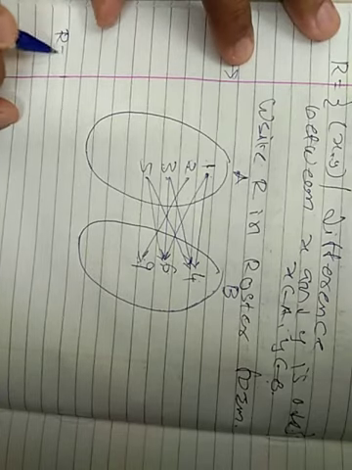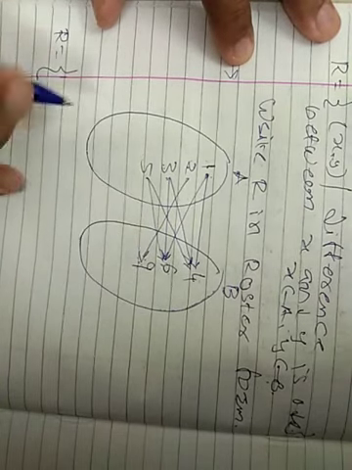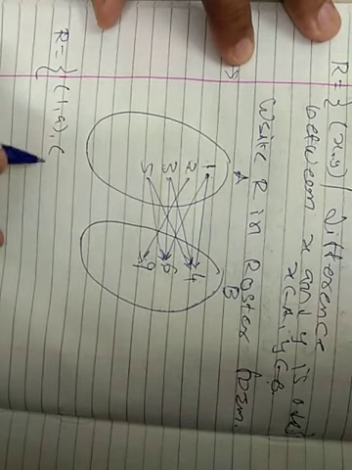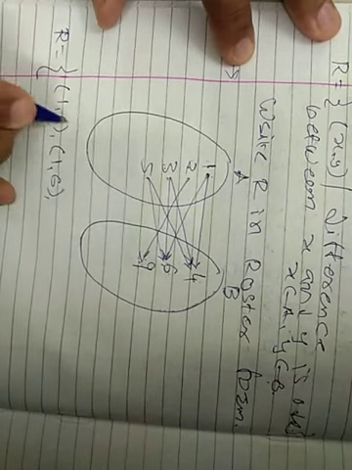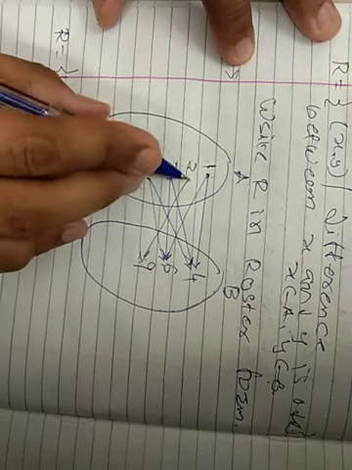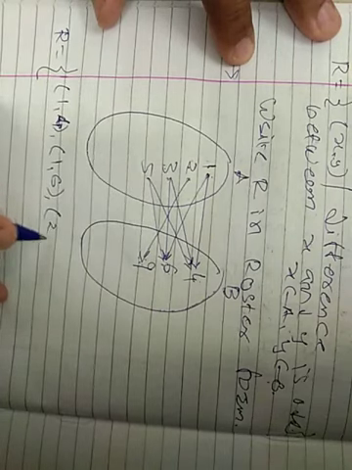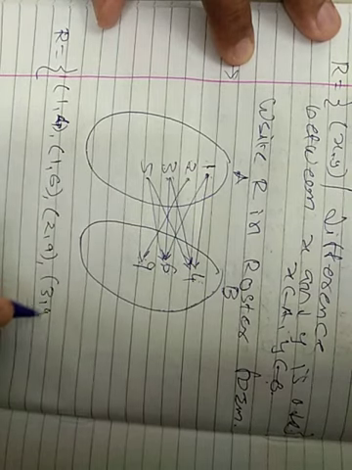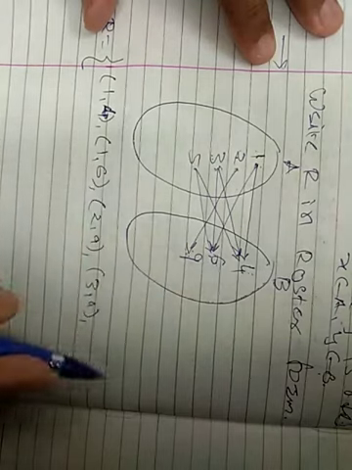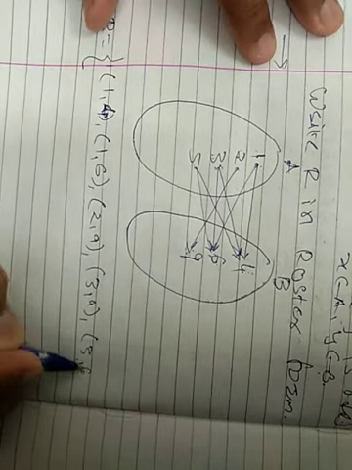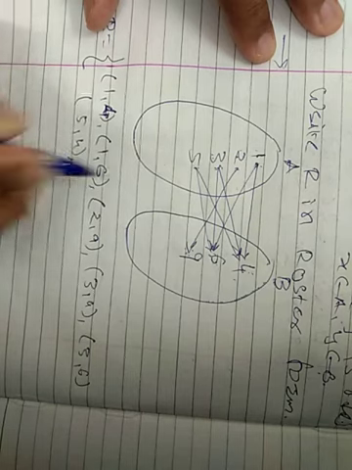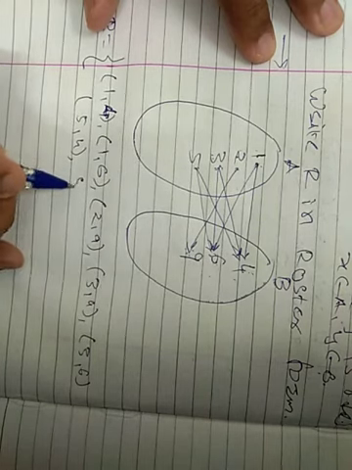Now write relation R in roster form. Roster form is this: (1, 4), (1, 6), (2, 9), (3, 4), (3, 6), (5, 4), and (5, 6).